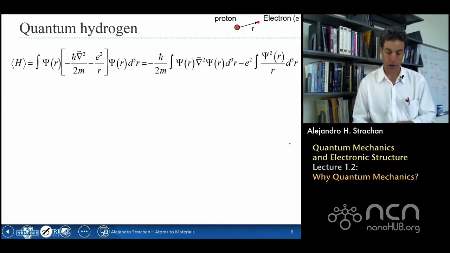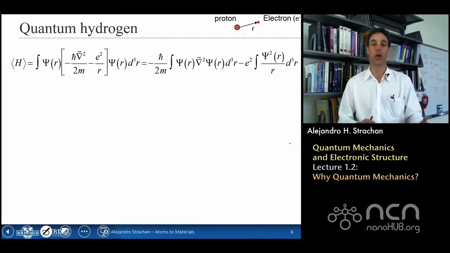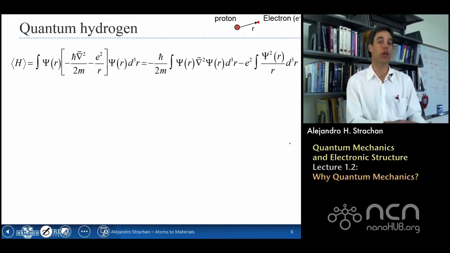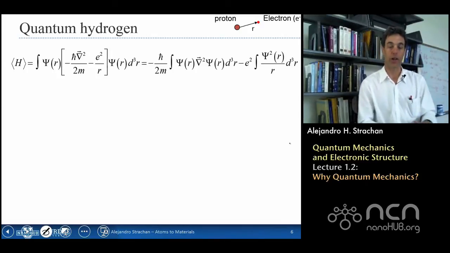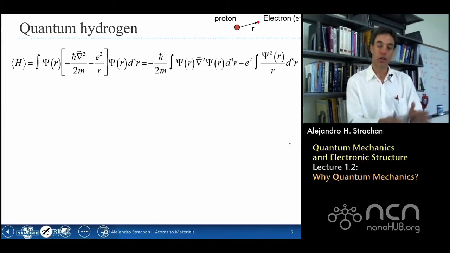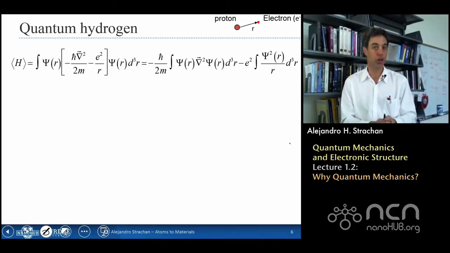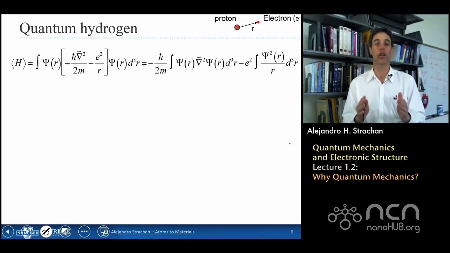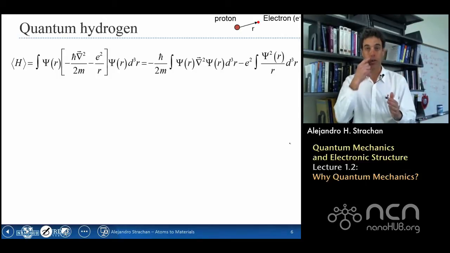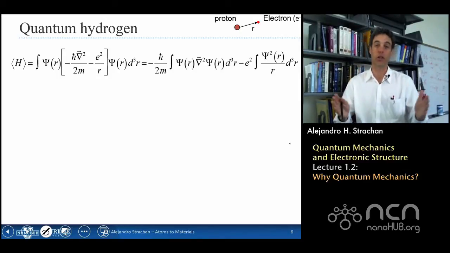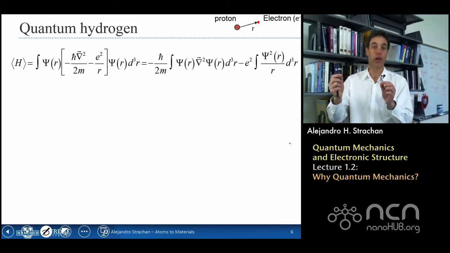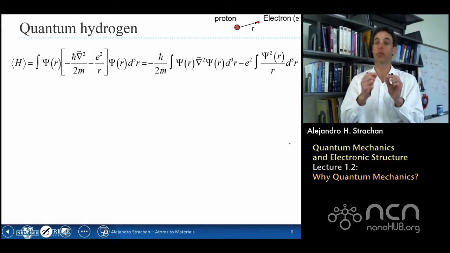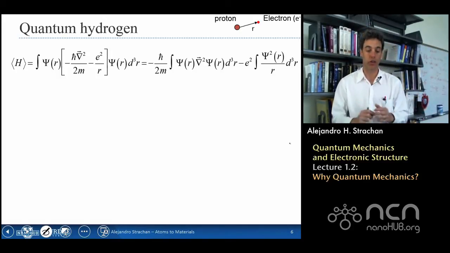Okay. All right. Now we're going to go back to hydrogen. And I'm going to do the same thing in quantum mechanics that I did classically, in classical mechanics. I'm going to write the expectation value for the energy, and I'm going to try to minimize the energy with respect to the state of the system. In this case, try to think about what wave function will minimize the energy. In the same way, classically, we found what position and velocity would minimize the energy.